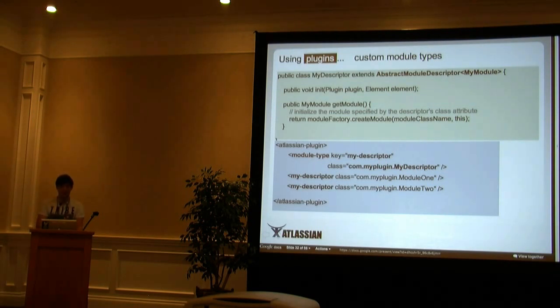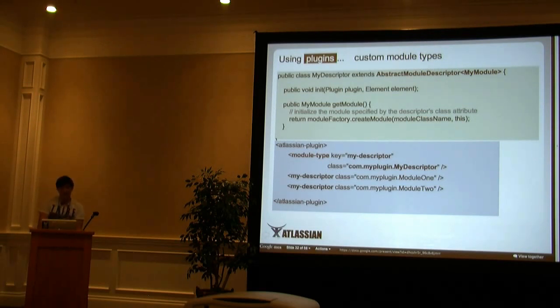So getModule is typed to whatever you've typed the descriptor to be. And its responsibility is to return an initialized module from what the external developer has provided. So in this case, we've just got a really simple descriptor. All the external developers have to provide is a class attribute, and that class attribute identifies the class which they've created, which we want our plugin to load.